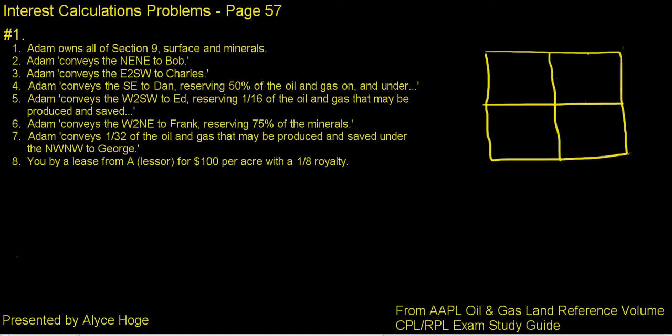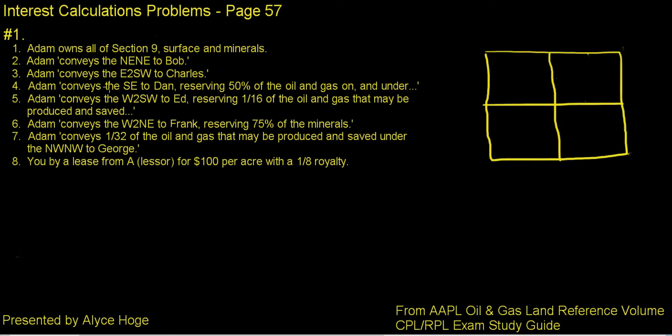Let's look on page 57 of the AAPL guide, number 1. And we'll just read through this together. But it starts off with Adam owns all of section 9, surface and mineral. So we're going to say that this represents section 9.